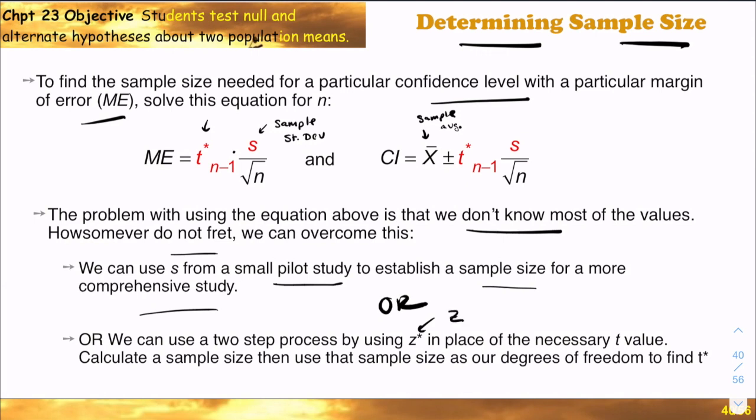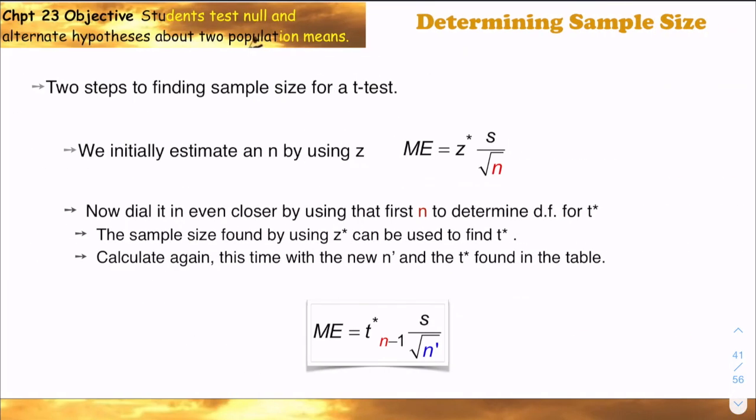So we're going to use a critical value given our confidence in place of the necessary t value, and we'll calculate n from there. So we will calculate a sample size and then use that sample size as our degrees of freedom to find our new critical value. So it's a two-step process in finding our sample size for our t-test. What we're going to do is initially estimate n by using z. This gives us our first n. Then we use that for our degrees of freedom to solve for our critical value.